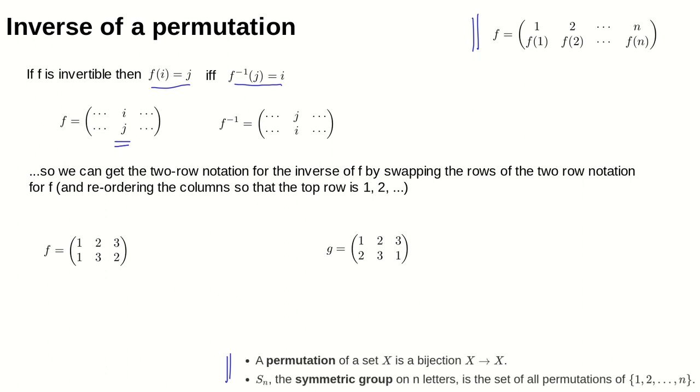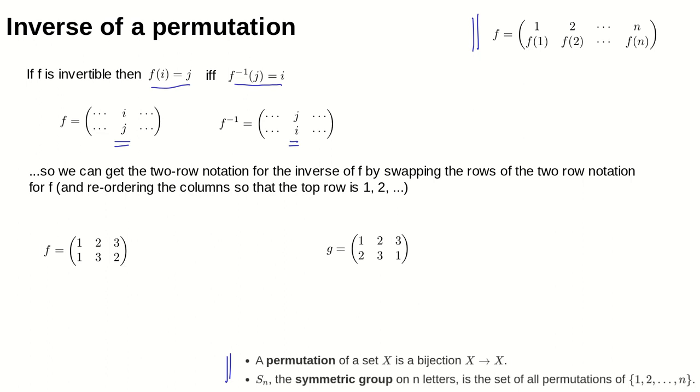Well, if f inverse of j is equal to i, then what that means for the two-row notation for f inverse is beneath j, you have to write i. So this is telling you that the two-row notation for f inverse looks like the two-row notation for f with the top row and the bottom row swapped over, and then we have to reorder the columns so the top row of the two-row notation for f inverse is just 1, 2, 3 in the correct order. So let's try doing that in some examples.